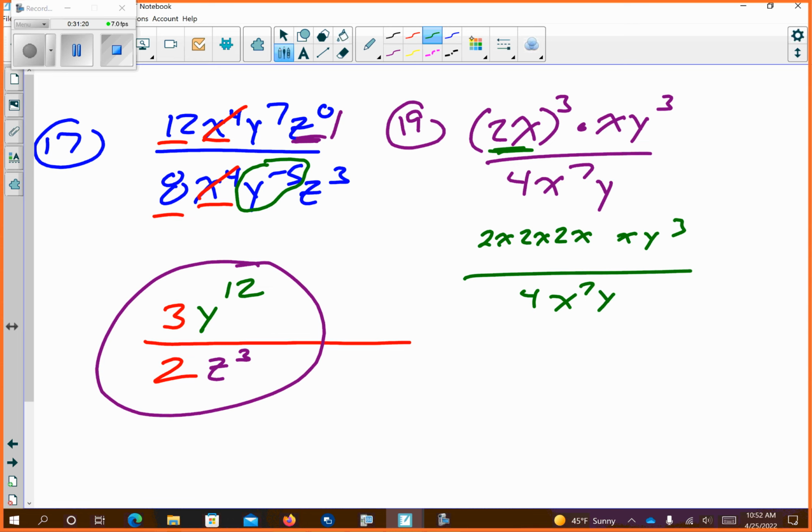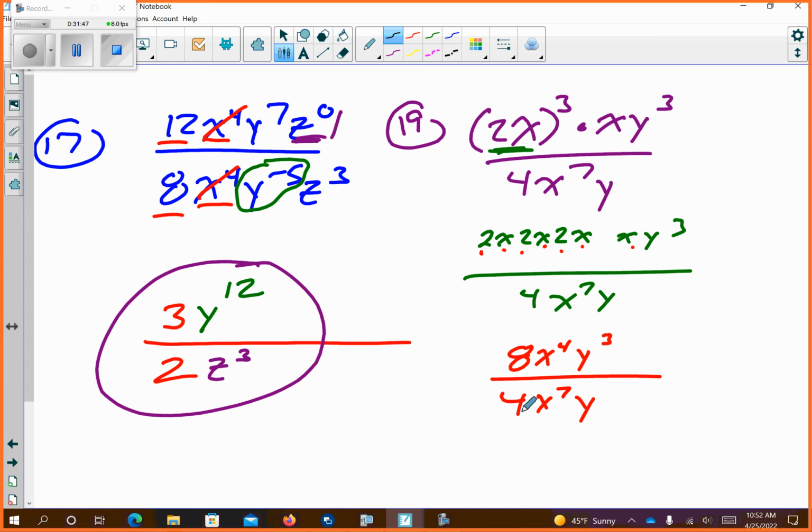Okay, let's do some math here. 2 times 2 times 2 is? 2 times 2 is 4 times 2 is 8. And I still have the 4 on bottom. I have x, x, x, x. How many x's do I have on top? 3, 4. So that's x to the 4th. And then I have y to the 3rd on top. Then I have x to the 7th on bottom I hadn't touched, and y on bottom.